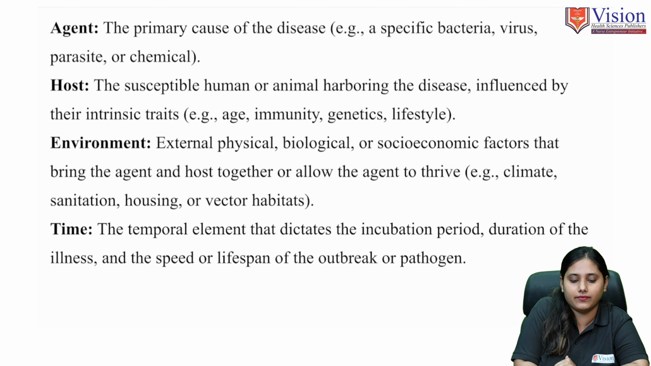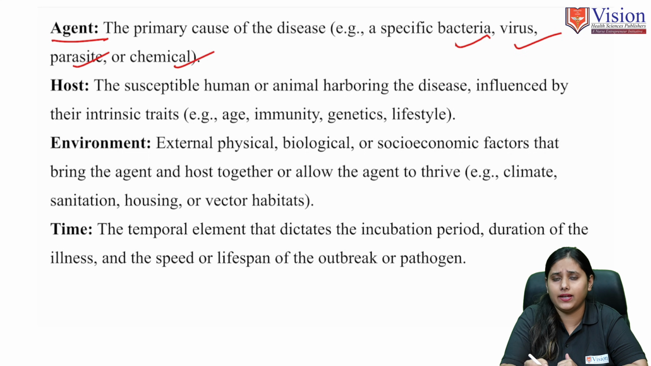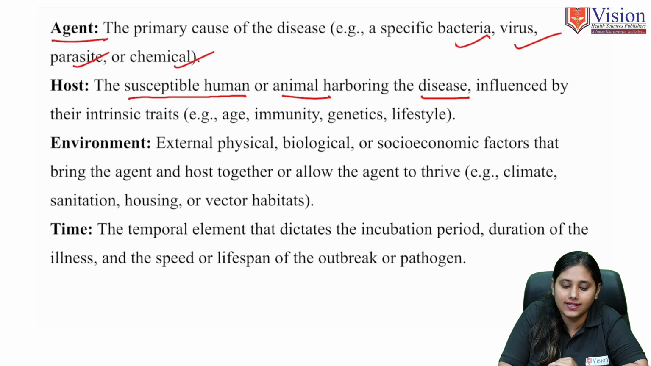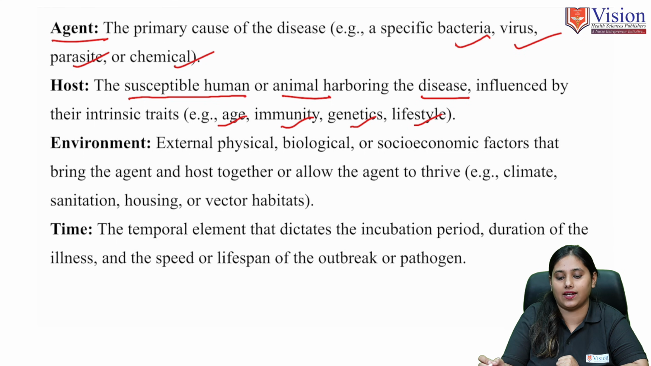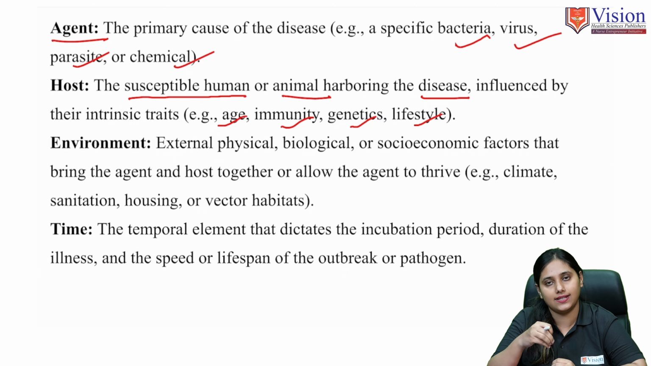So what is agent? Agent is the primary cause of the disease. It can be a virus, a bacteria, a parasite, or any chemicals. The second component is the host. A host can be a susceptible human or animal which is having the disease, and which can be influenced by intrinsic factors like age, immunity, genetics, and lifestyle. So it can be a susceptible human or an animal in which the disease is happening.